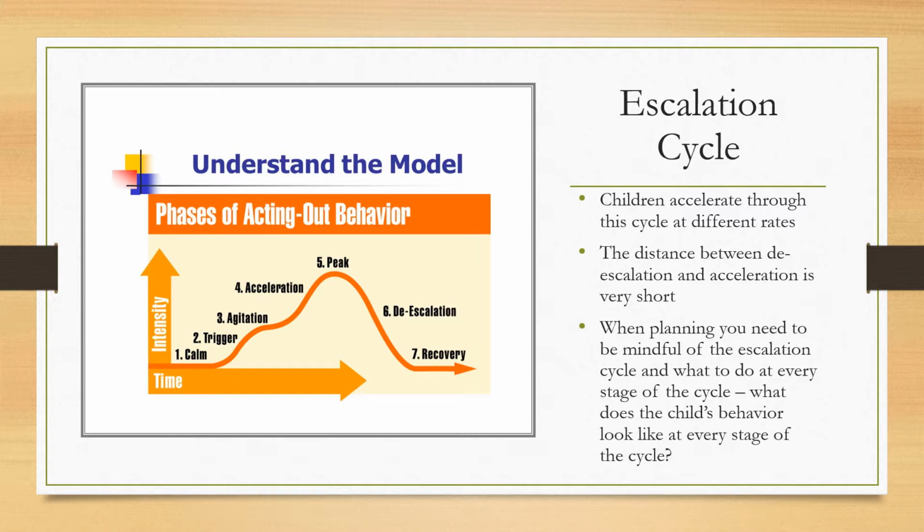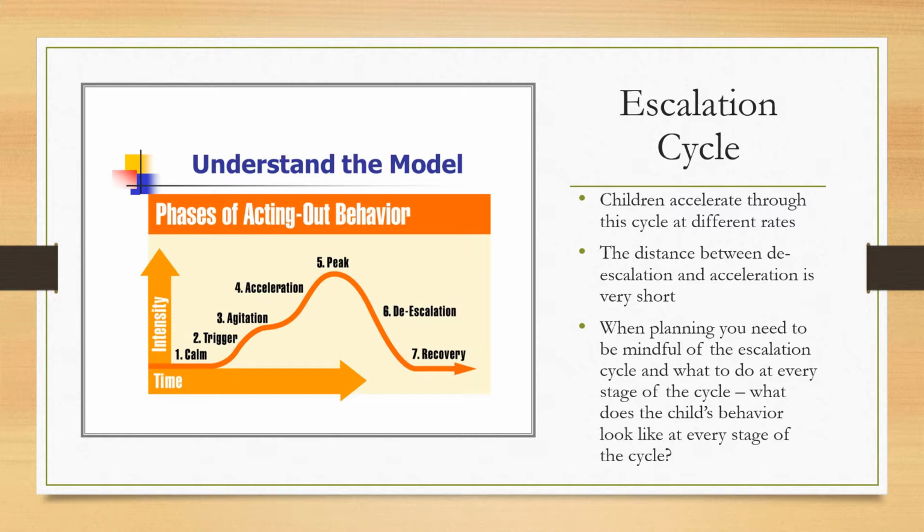What happens here is if you intervene too soon, before the child is in recovery, the distance between de-escalation and acceleration is very short, okay? You can very easily re-trigger a child at this point and they'll just zoom straight back into acceleration. And you can get quite easily trapped into this pattern of behaviour. So when you're planning, you need to be mindful of the escalation cycle for the individual child and what you can do at each stage of the cycle.